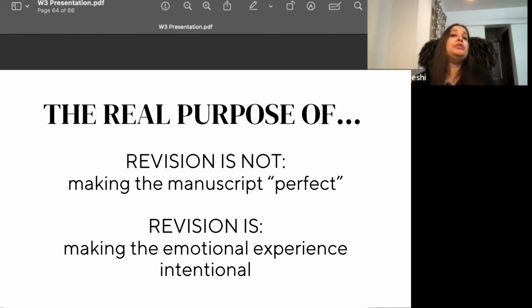Now, remember, the real purpose of revision is not making the manuscript perfect. Revision is making the emotional experience intentional, working on the emotionality of the manuscript. Once you start following this particular advice, it will change everything for you as a writer because perfection is impossible, but emotional intentionality is achievable.